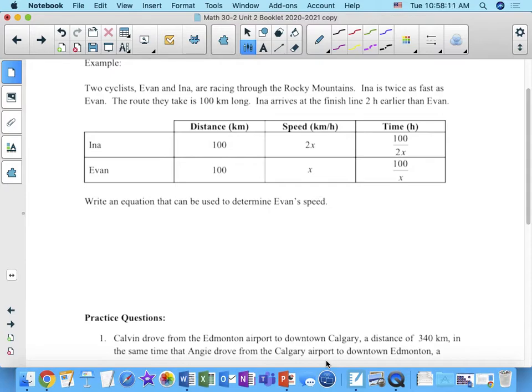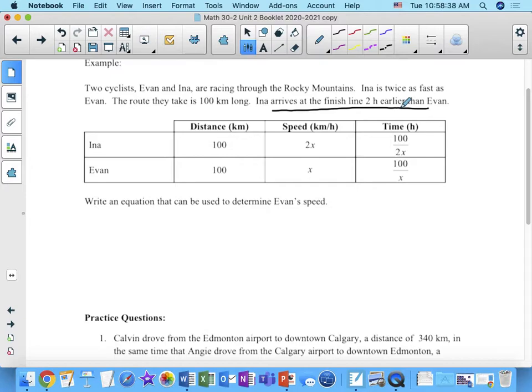What have we not considered yet in terms of information that we're given? What have we not used in the chart? Yes? Ina finishes 2 hours earlier than Evan. She finishes sooner than he does, okay? Now, this piece, right? She finishes sooner than he does.